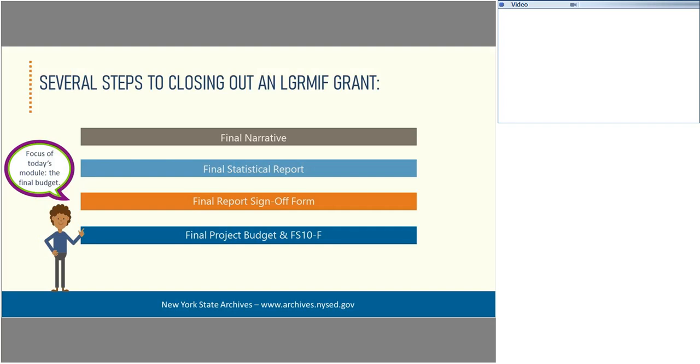Closing out a grant for the LGRMIF program involves a few different tasks. So in order to keep this session extra focused, we'll just talk about the final project budget and its associated form, the FS10F. However, to learn more, you can view our modules dedicated to the final narrative, final statistical report, and the final report sign-off form. So let's take a detailed look at the final budget and how to complete it.